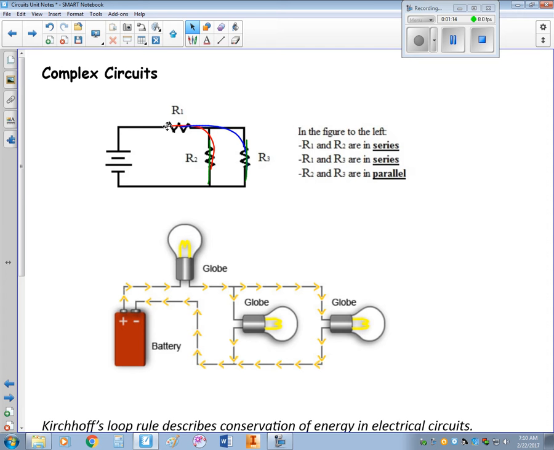Now, another word for series that I sometimes like to use is in line. And for parallel, I like to use branching, just because sometimes it's not always obvious if two resistors are parallel. Sometimes it's easier to think about them being branching.